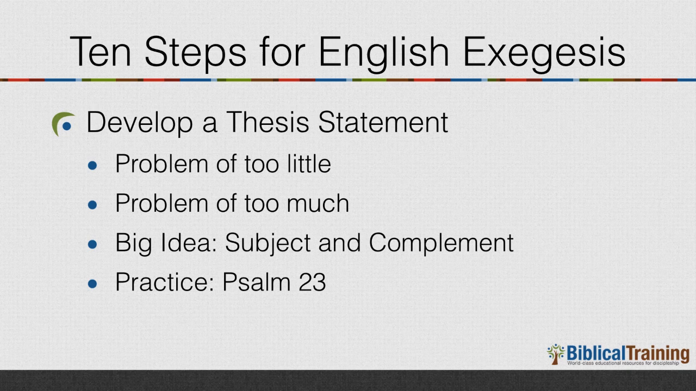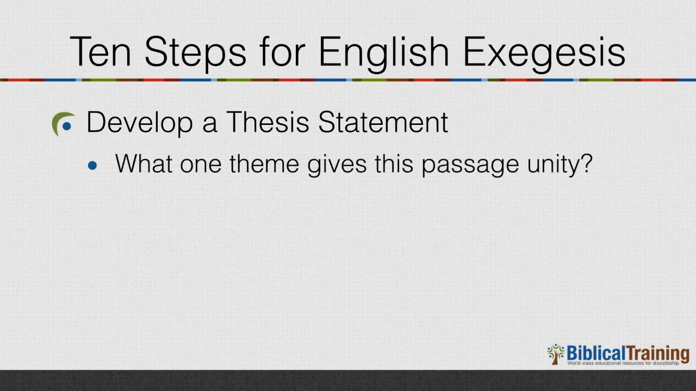Now let me give you some hints. Students sometimes struggle with how to find the big idea. Let me give you some hints for identifying the main idea, and I'll illustrate them with the psalm that we just looked at. And then we'll do one more of these big ideas. Here's the first hint. Ask the question, what one theme gives this passage unity? As you read through it, what one theme? Well, Psalm 23, the Lord as shepherd and as banquet host, clearly gives this passage a unity from beginning to end.